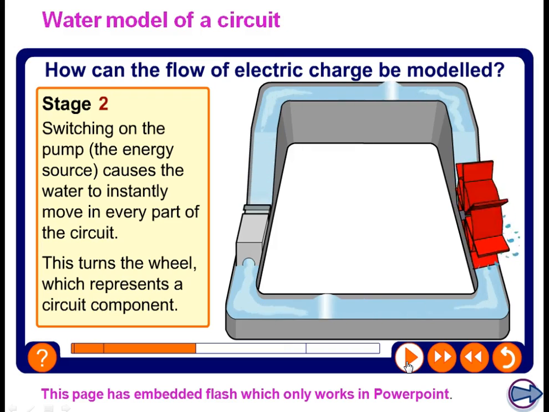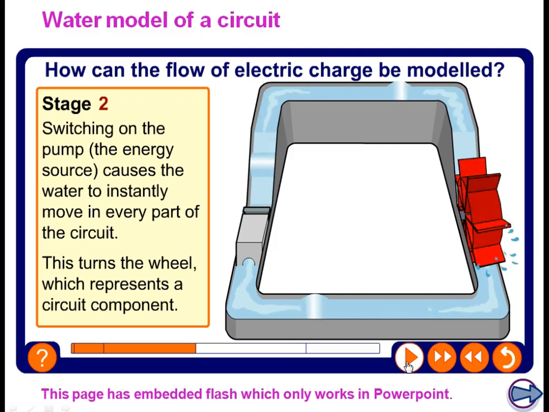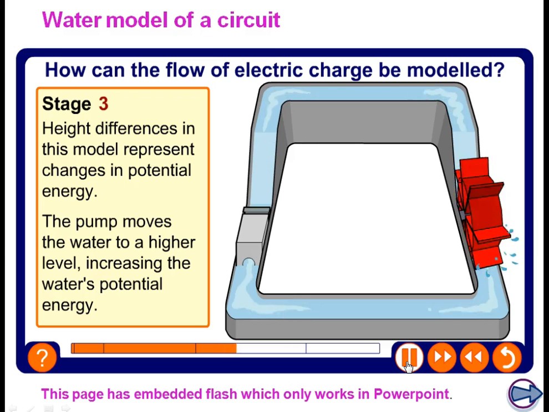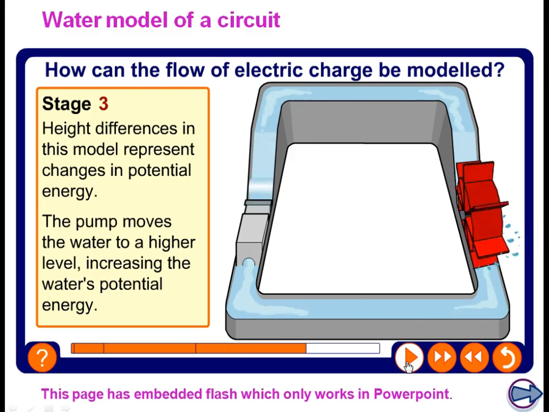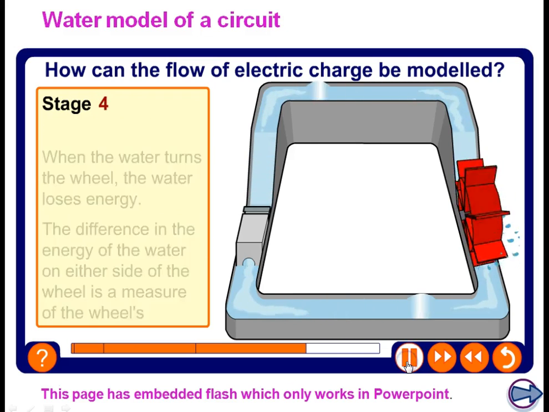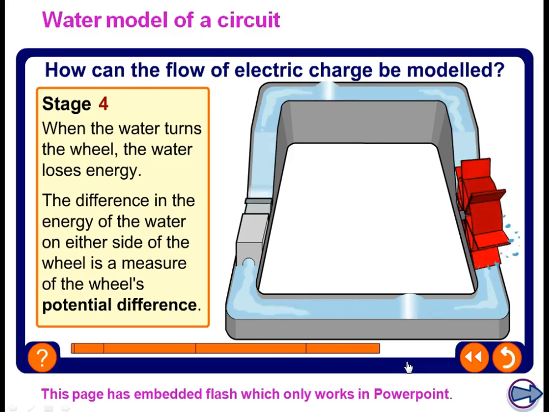This turns the wheel which represents a circuit. All of you are observing. This pump is taking water to the top level. Water particles getting the high energy, then they are moving and they are doing the work. Height difference in this model represents changes in potential energy. The pump moves the water to a higher level, increasing the water's potential energy. And finally, when the water turns the wheel, the water loses energy.